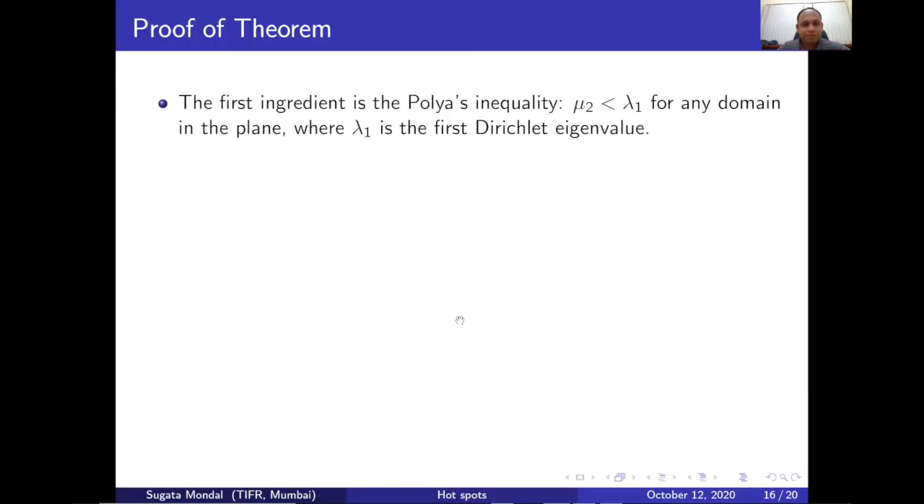The first ingredient in the proof is this very nice inequality of Polya. Here U is the second eigenfunction of the domain, and lambda 1 is the first Dirichlet eigenvalue of the domain. Polya's inequality says that the second Neumann eigenvalue is always strictly less than the first Dirichlet eigenvalue for any domain in the plane.